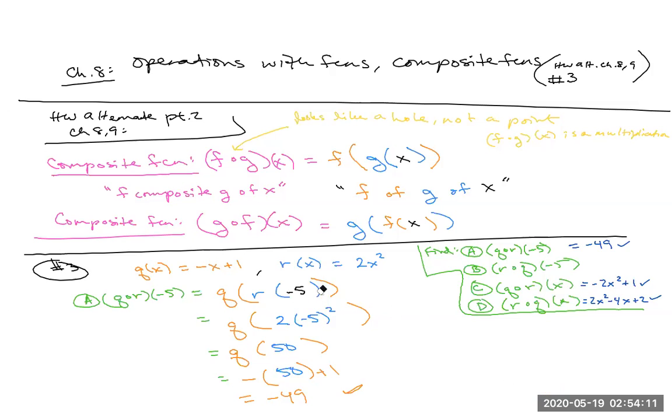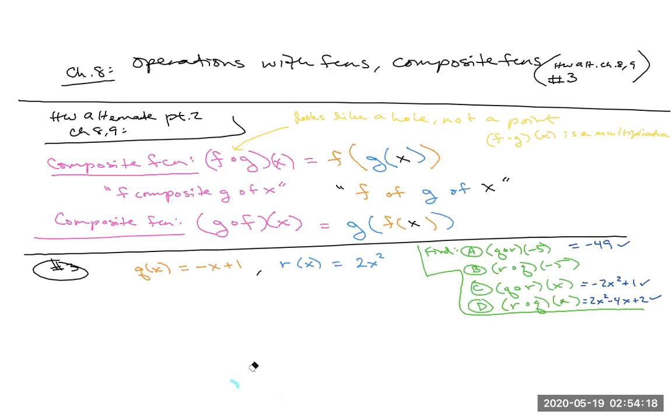And lastly, part B. We're going to use green. Okay, so we have part B, R composite Q of negative 5. So if I were just starting this problem from scratch, not having done part C and D, say, okay, I know that this is going to be R of Q of negative 5. What is Q of negative 5 going to be?